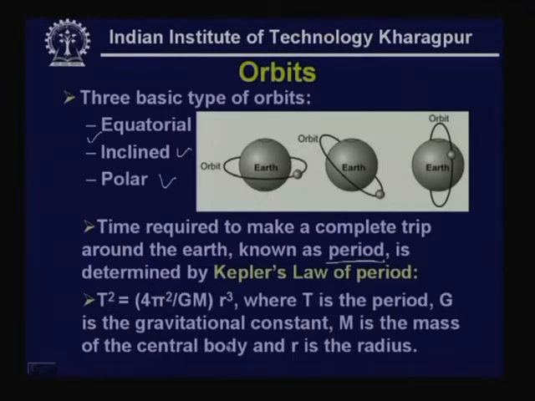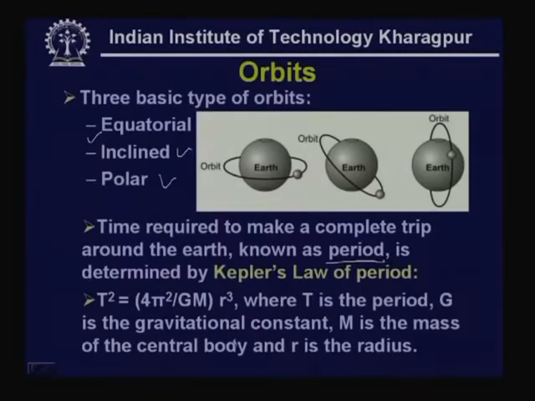We are all familiar with the natural satellite, that is the moon, and its period is known to you, but here we are talking about artificial satellites. The time required to make a complete trip around the earth, which is known as the period, is determined by Kepler's law of period. There are several laws, but Kepler's law of period specifies that the period T squared is equal to 4 pi squared by GM into r cubed, where T is the period, G is the gravitational constant, M is the mass of the central body, that is earth, and r is the radius.